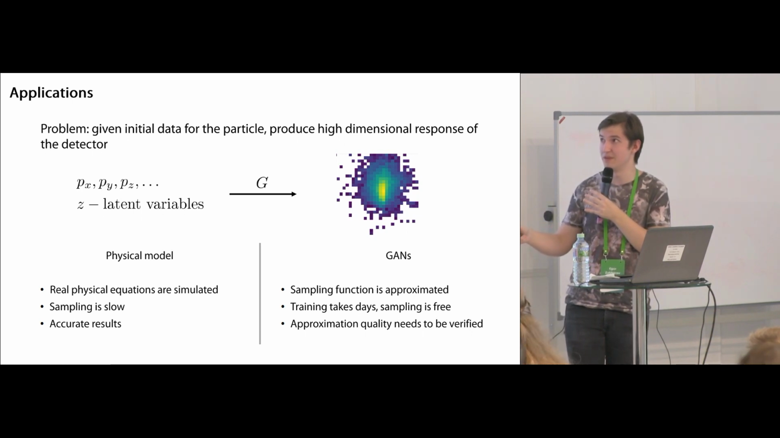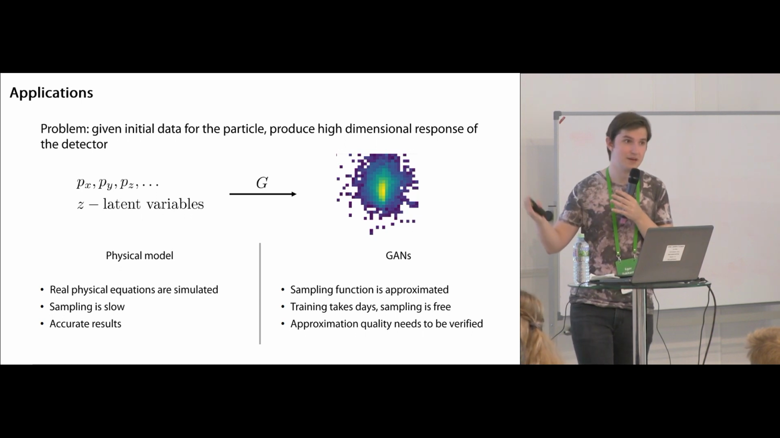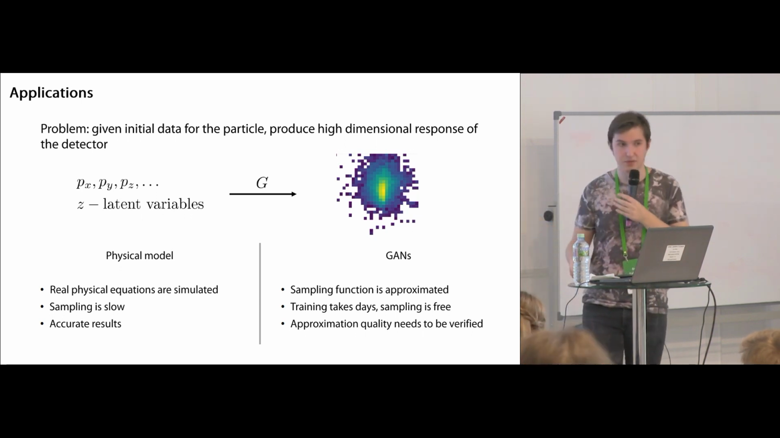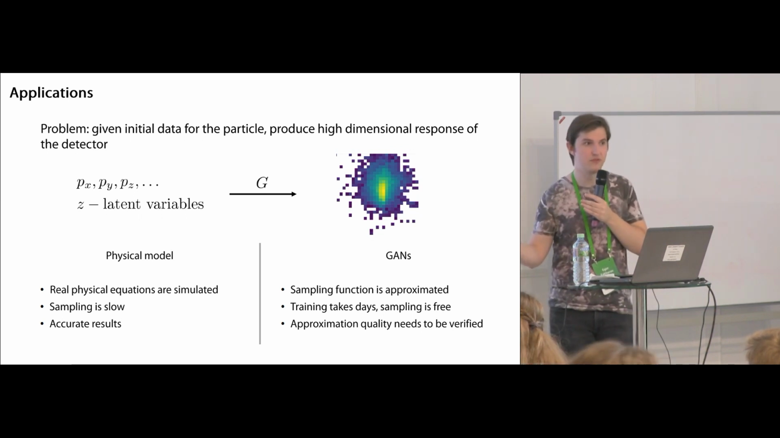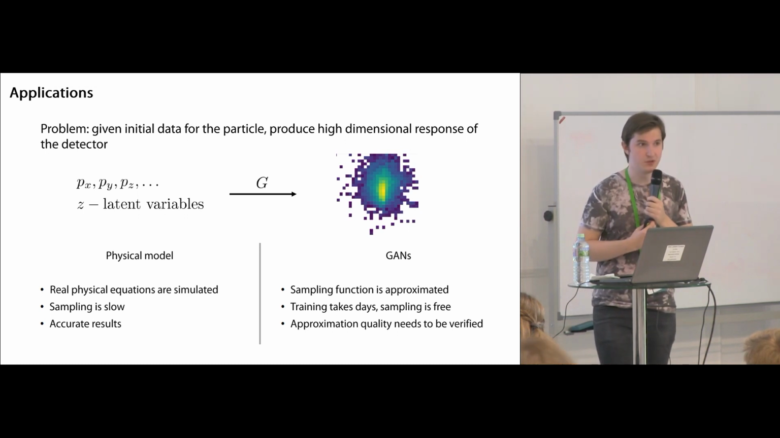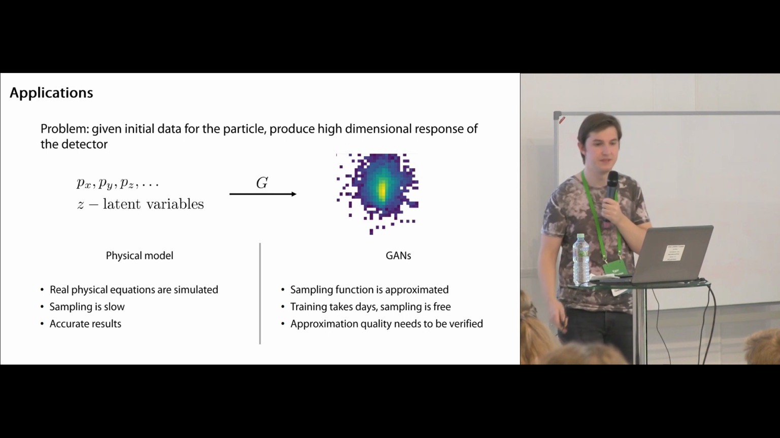So you have some vector which encodes the particle information. You have some latent variables that you can sample from a normal distribution, and you just map them into another distribution of these responses. So training takes days, but sampling is almost free. A lot of data can be sampled in no time. And approximation quality still needs to be verified in order for it to be consistent with physics.